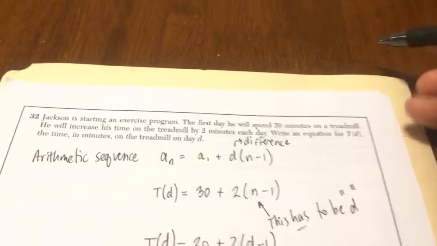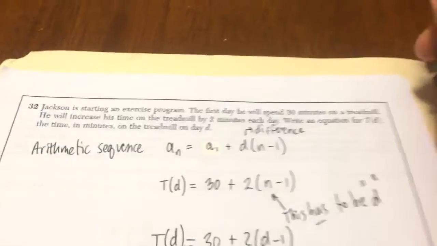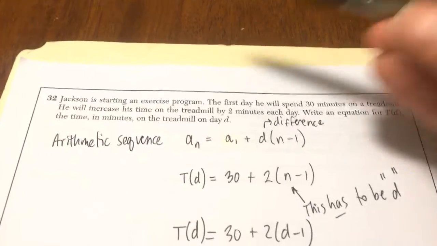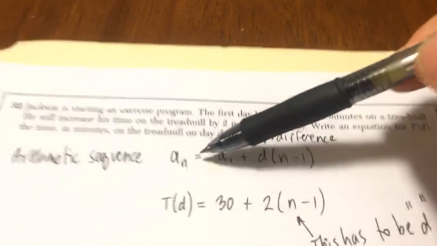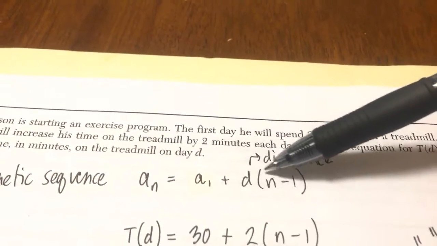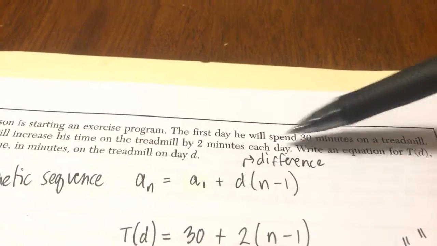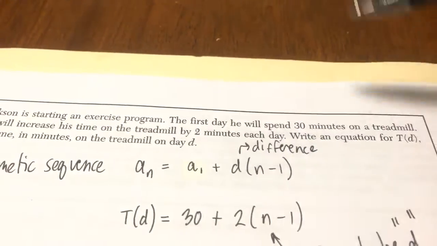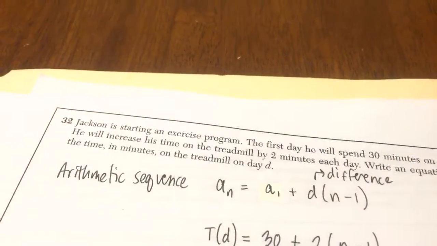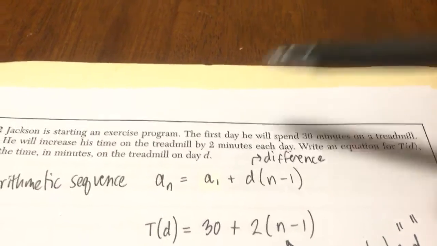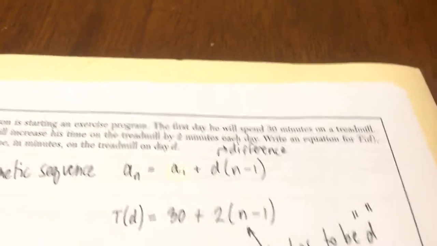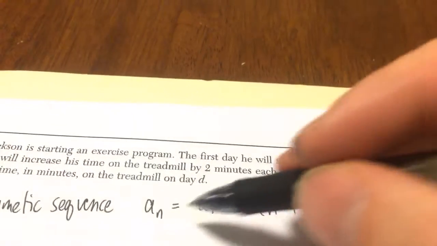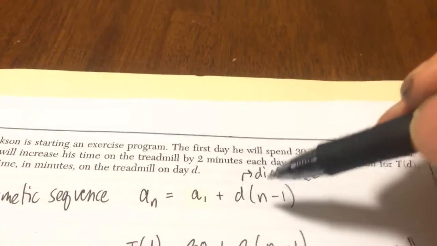Jackson is starting an exercise program. Now, in this case, this is an example of an arithmetic sequence. You can write an arithmetic sequence as a sub n equals a1 plus d times n minus 1, where d is the common difference. In the context of the word problem, the common difference is 2 minutes each day.